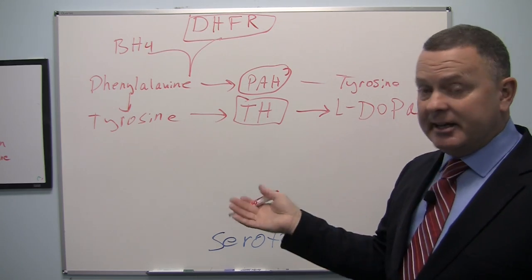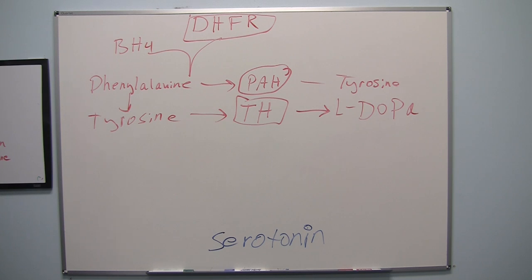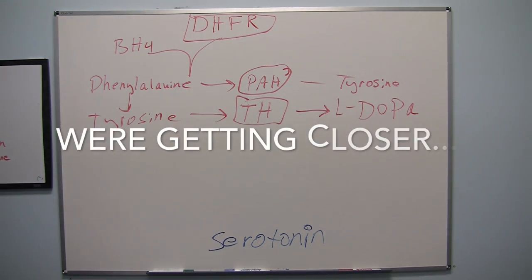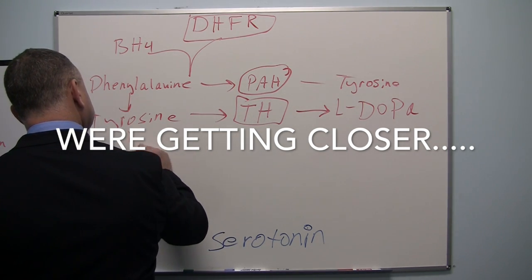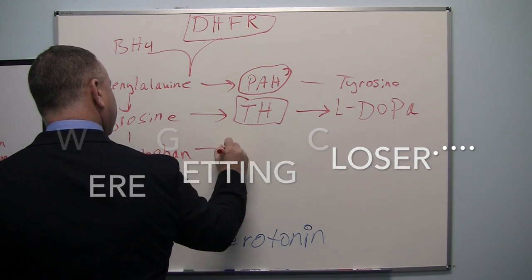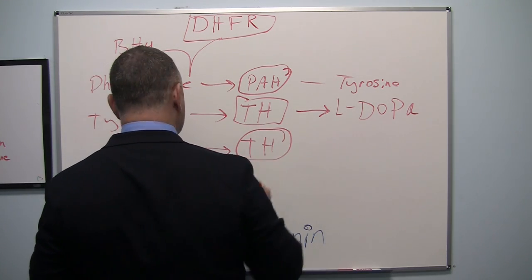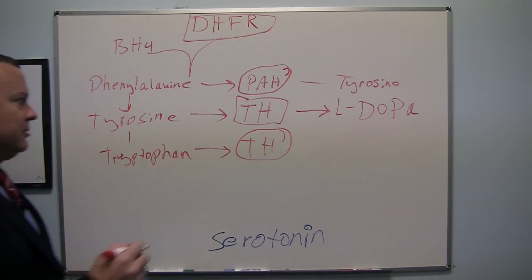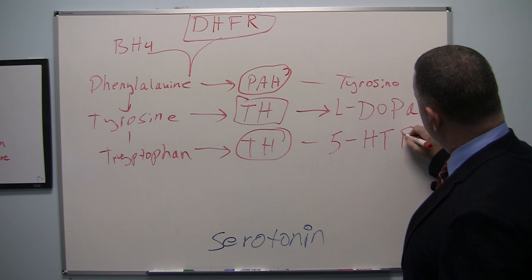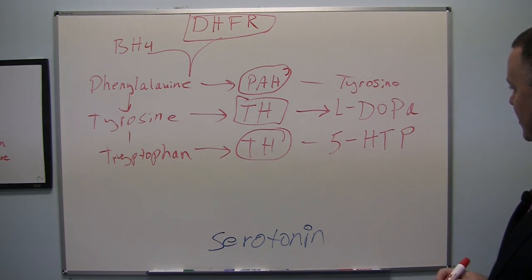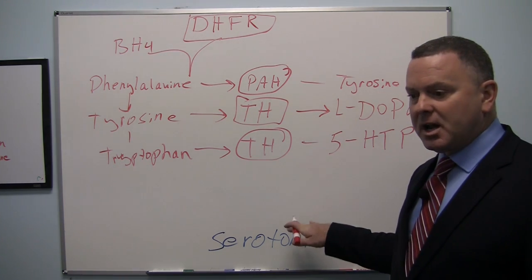So we're still not done yet, because we're still not down to our serotonin. Well, let's do this. Let's go ahead and break tyrosine down, and let's break it down to tryptophan. Okay, and we're getting closer with this, okay? And we've got a gene that we're going to use to break the tryptophan down into what we call 5-HTP, okay? 5-hydroxytryptophan. All right, now we're getting closer to our serotonin, but we're not there yet.